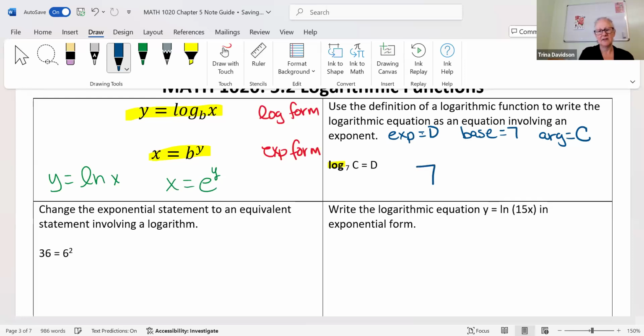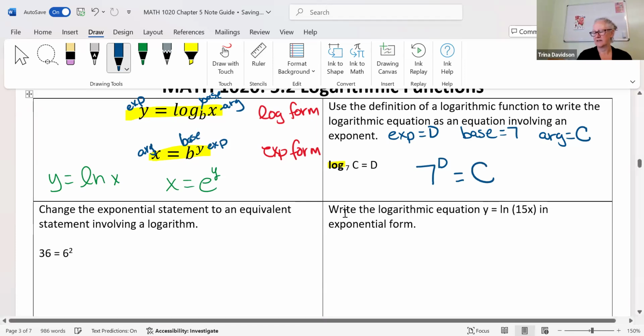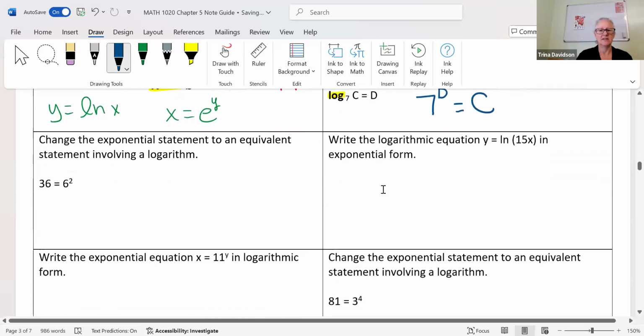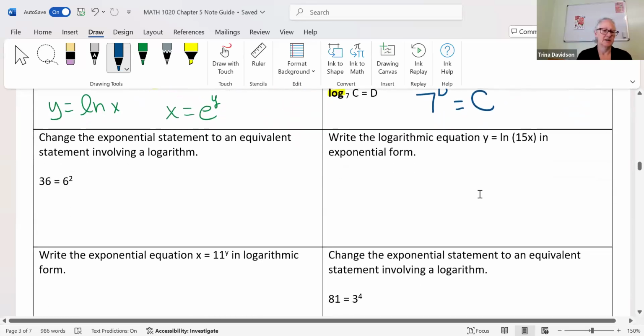So the base is 7, the exponent is D. This is your base. This is your exponent. This is your argument. B is your base, X is your argument. So your base is 7, your exponent is D, and what we have left is the argument, which is C. It just takes a few times to go through this.